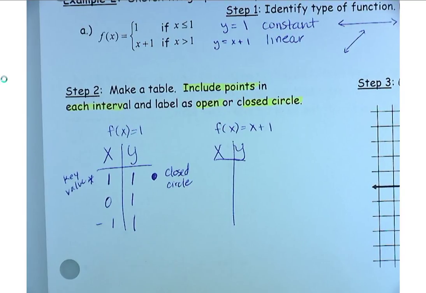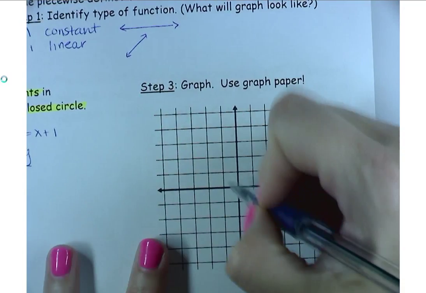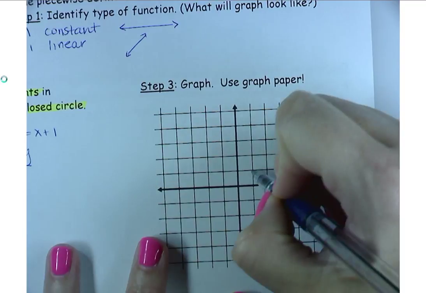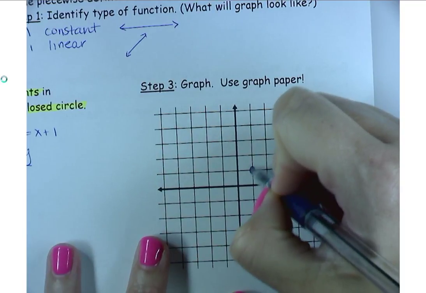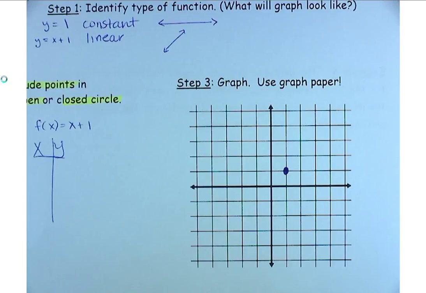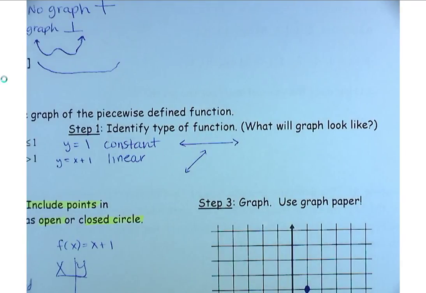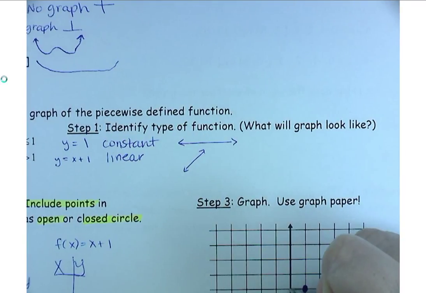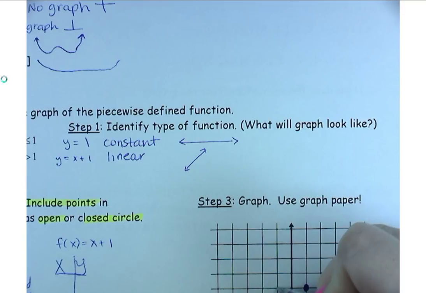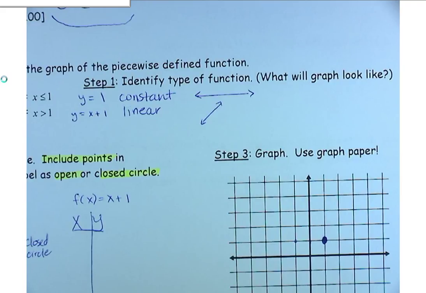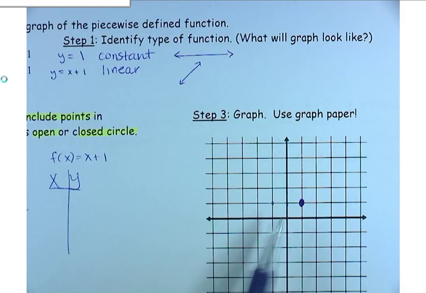So I'm going to start with (1, 1), which is a closed circle. So I'm going to go to my graph, and at (1, 1), I'm going to put a closed circle. Now, remember, I said these other points here are not key values, so you don't have to put open or closed circles. Those are just going to be points. So I might just put a little dot there for (0, 1), and then a little dot for (0, -1).